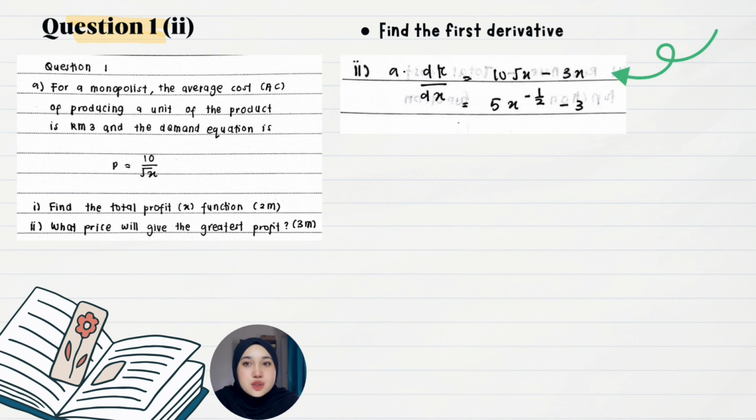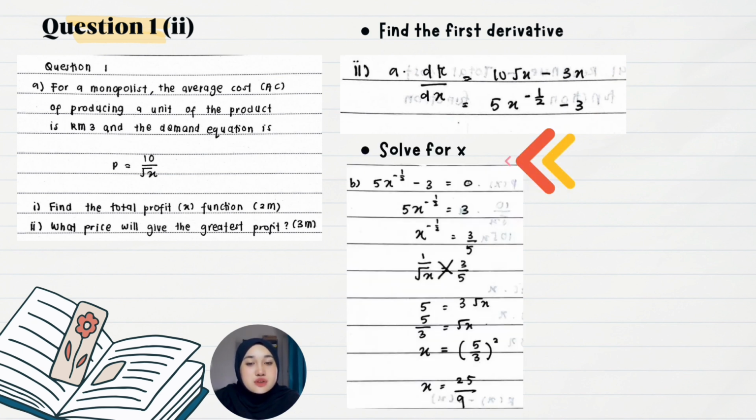This question is, what price gives the greatest profit? So to answer this question, we have to find the critical value by using the application of the first derivative, the first order condition. Firstly, we need to find the first derivative of the total profit function, and we get 5x to the power of negative 1 over 2 minus 3. And we solve for x to get the critical value. So 5x to the power of negative 1 over 2 minus 3 equals 0.